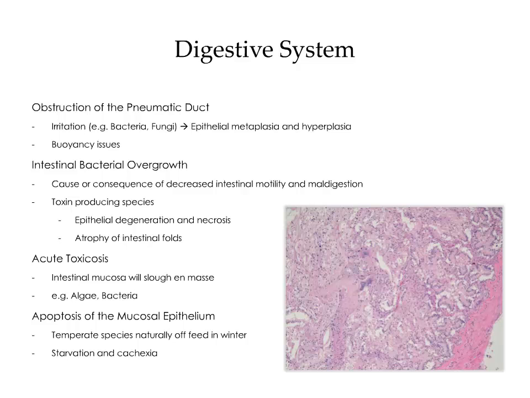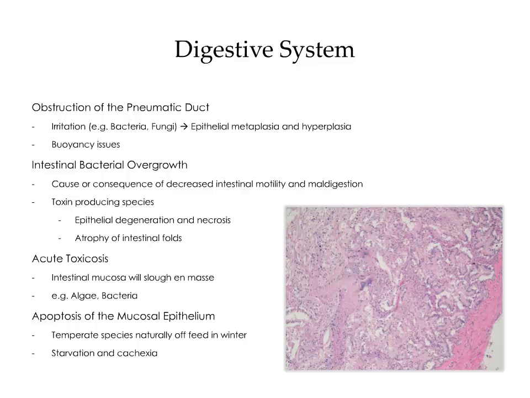Intestinal bacterial overgrowth is a condition that is either a cause or a consequence of decreased intestinal motility and maldigestion. Toxin-producing species of bacteria can cause epithelial degeneration and necrosis, followed by atrophy of the intestinal folds. Acute toxicosis can cause massive sloughing of the intestinal mucosa. This can result from certain algal and bacterial toxins.